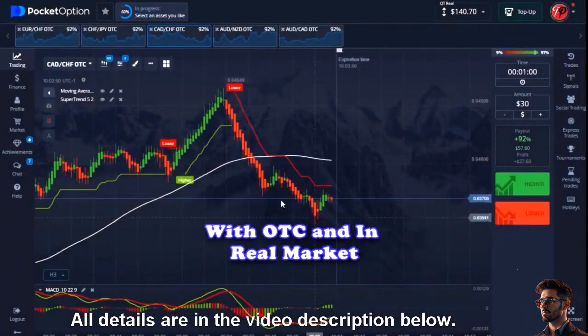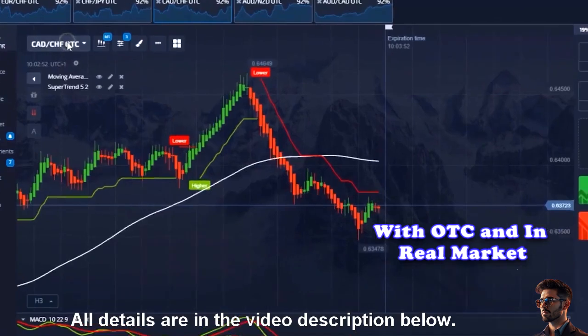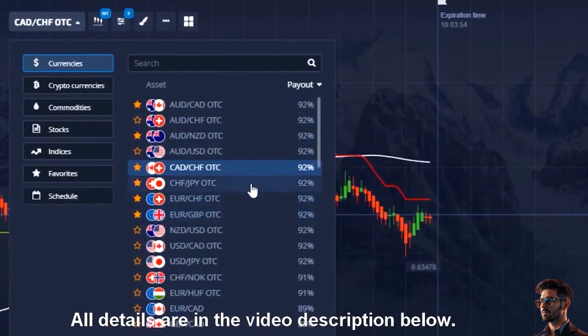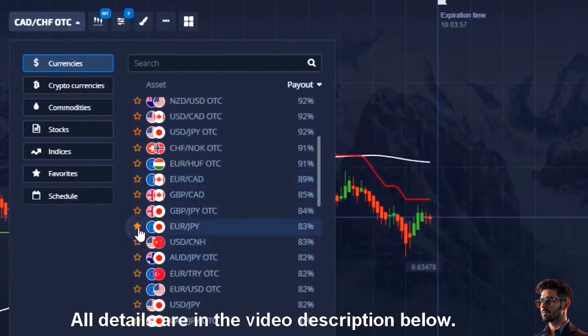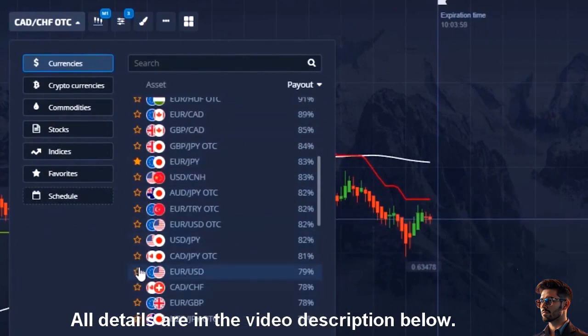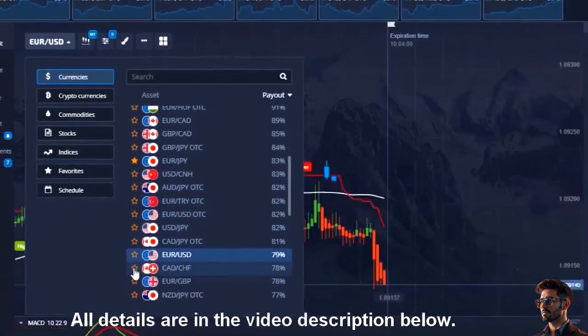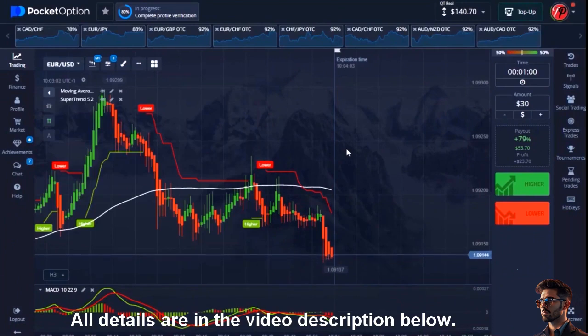Like I said earlier on, I'll be trading this strategy both with OTC and the real market. All right, so it actually works with OTC and the real market, and it's a very powerful strategy, guys. It's a very powerful one, and I'm going to explain in detail how it works.